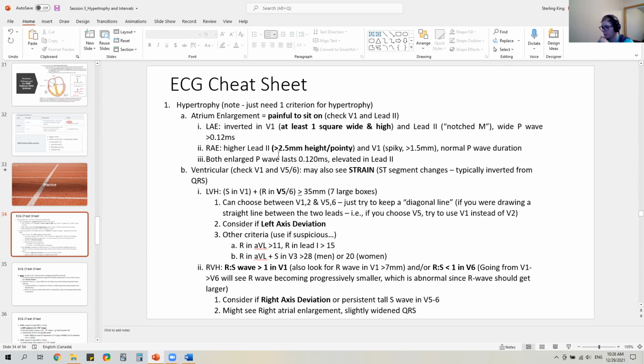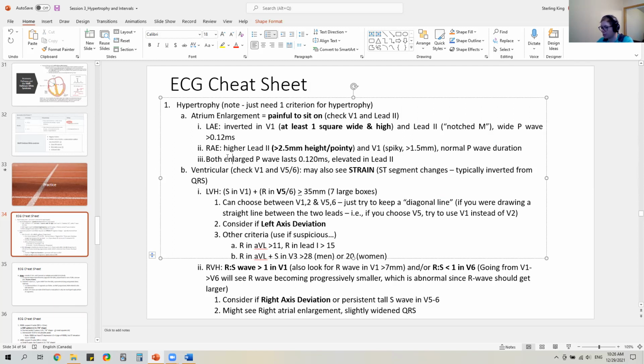Right atrial enlargement, you're looking for greater than 2.5 millimeters height and pointy in lead 2, or V1 really spiky. This is actually a really good one to look for. And then if they're both enlarged, the P wave is going to last more than 3 small boxes, 0.12 seconds, and it's elevated in lead 2, not V2.